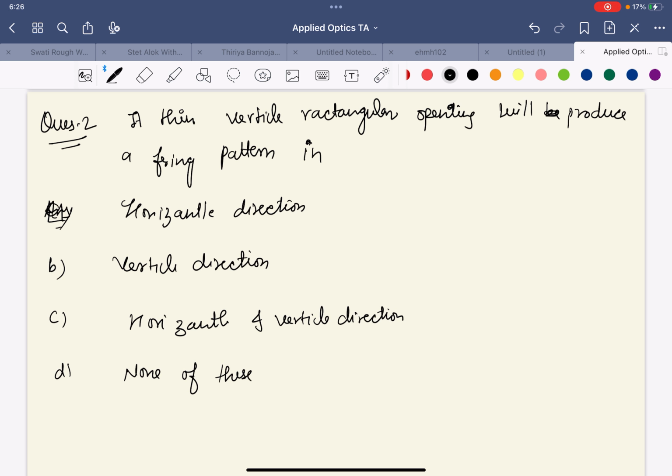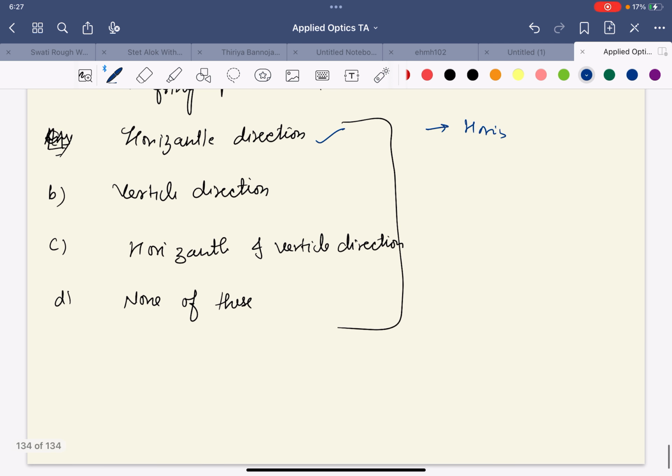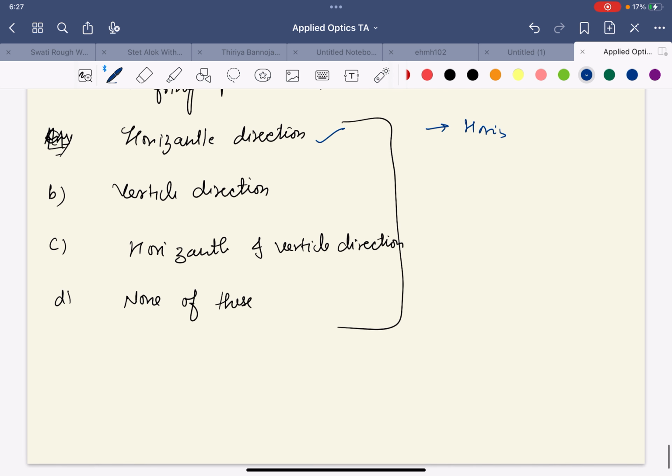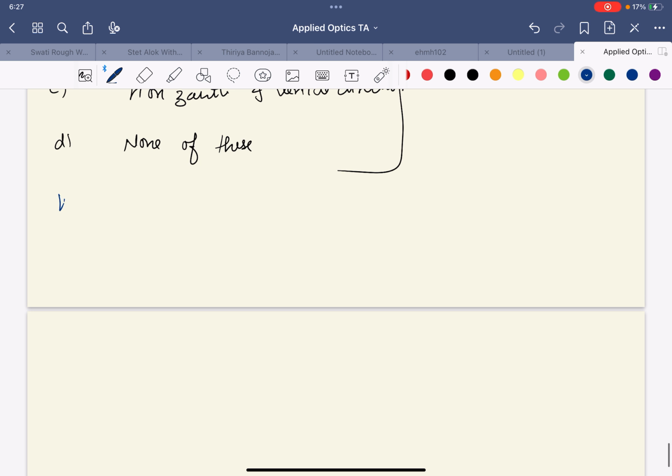Okay, so how to explain this type of thing? As you know, a thin vertical rectangular opening will produce this diffraction pattern primarily in the horizontal direction, and this effect can be understood through the principle of Fraunhofer diffraction. The answer is horizontal direction. How do we remember all these points?